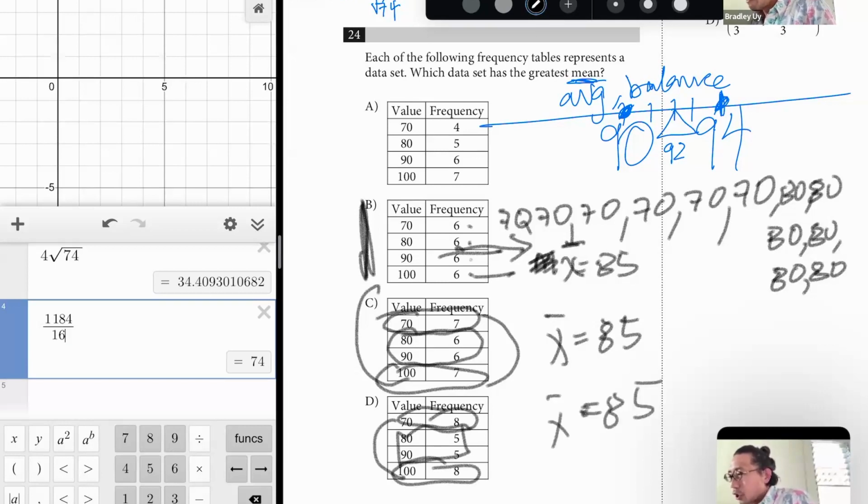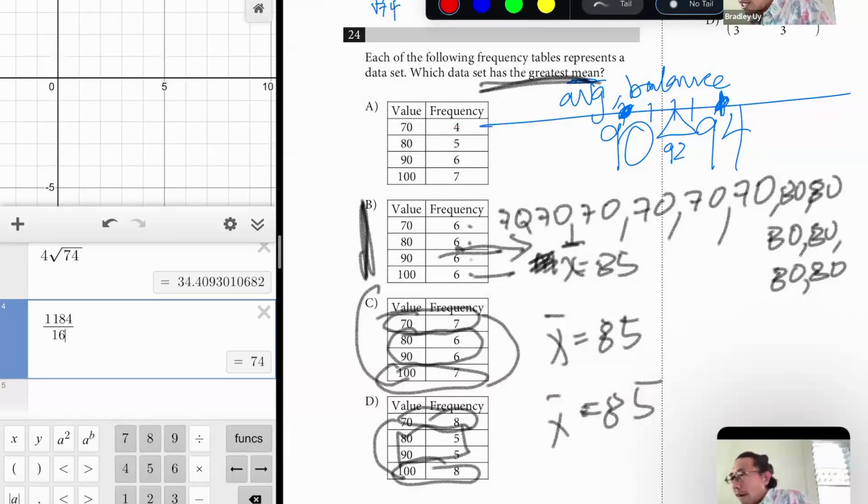And the question is, which data has the greatest mean? It can't be B, C, or D because they have the same mean. So the answer must be A. The reason why it's A is because, look, you scored more perfects, 700%, 7 times the frequency, but you had 4 tests that were kind of low.